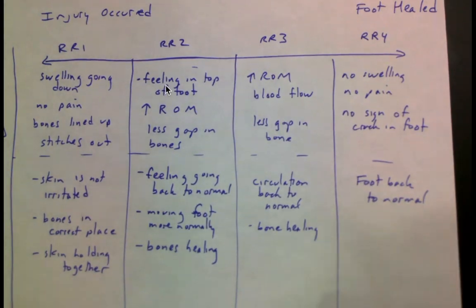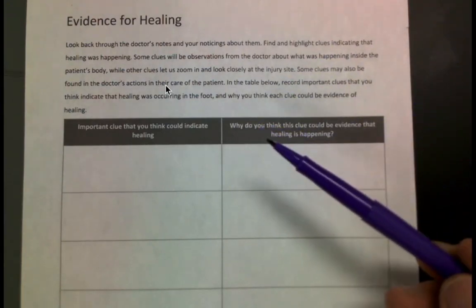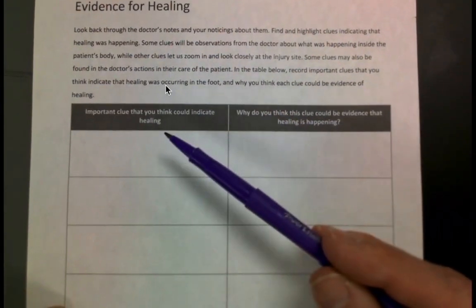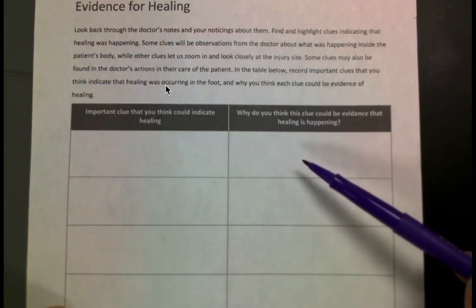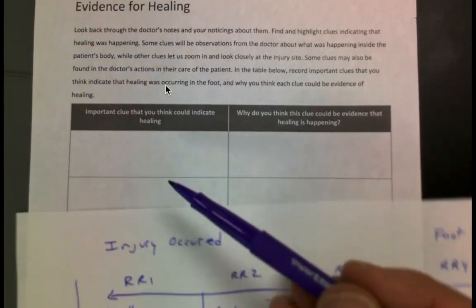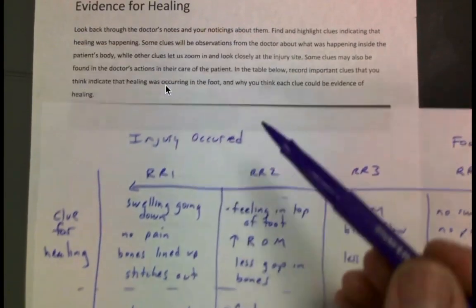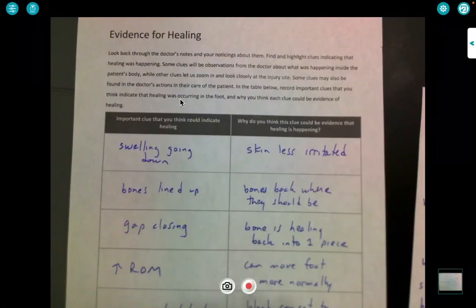We're going to use that chart now to fill in what you do need to do in your folder, which is this one here. So this says, look back through the doctor's notes and what we saw there, which we've already done on the chart. So what we're going to do here is document some things. An important clue that could indicate healing and why that would show healing. So all we're really doing is taking one of the things on top here, putting it here, and then the part that was on the bottom is just going on the right side for 5 different things that happen.